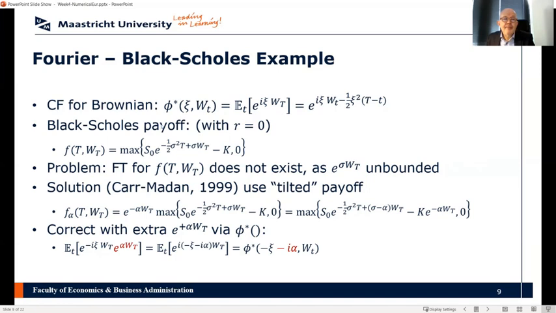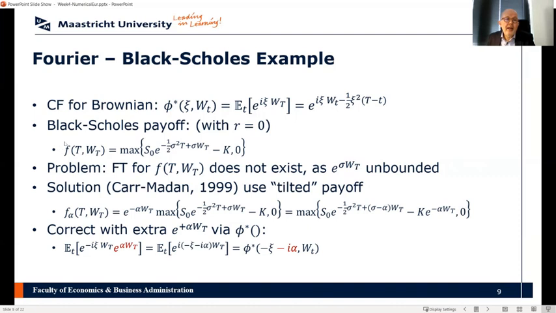So let's consider a Black-Scholes call option, and I have set r equal to 0, just to keep the formula slightly simpler. And then the payoff function as a function of the underlying stochastic process W capital T, and note that I'm not using the stock price here as my stochastic process, but I'm using the Brownian motion directly as my underlying stochastic process, is the maximum of S capital T minus K, 0, where S capital T is S0 times e to the power minus 1/2 sigma squared T plus sigma W capital T.